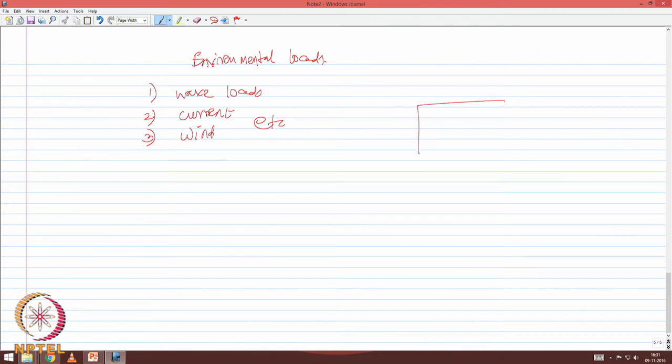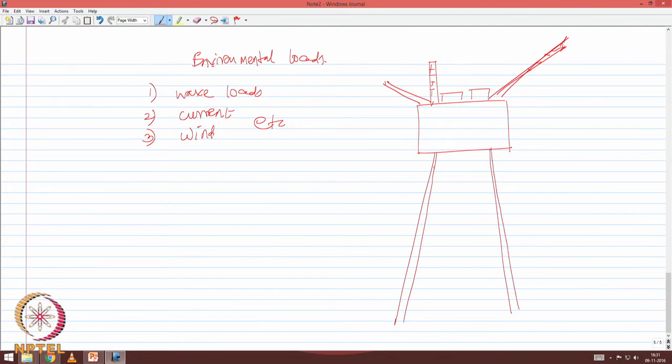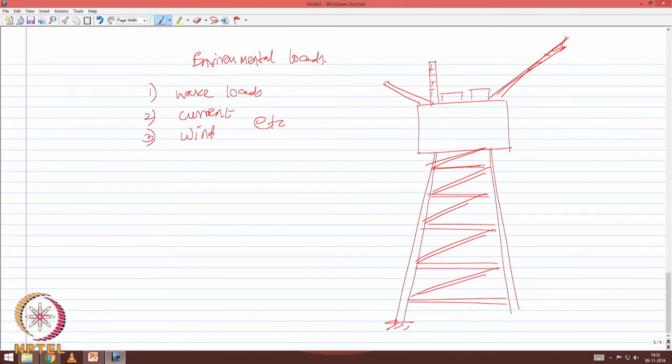If this is my typical offshore platform which has the flare boom, the living quarters, and the drilling derrick, it is resting on legs as a jacket structure, which are also laced. Lacings and battens are used to improve the lateral resistance to the loads.